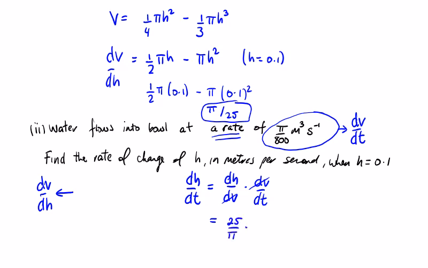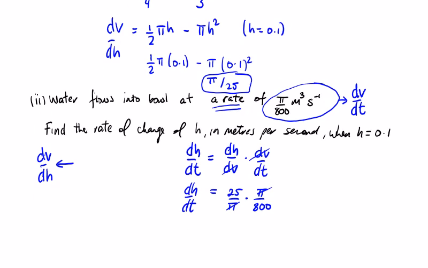And dV/dt is pi over 800. So that's the dh/dt. And the pi's cancel. And we're left with 25 over 800. And there are 32 25s in 800. So that's going to be 1 over 32 for the dh/dt.